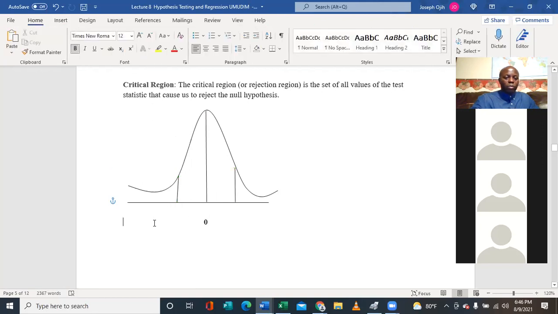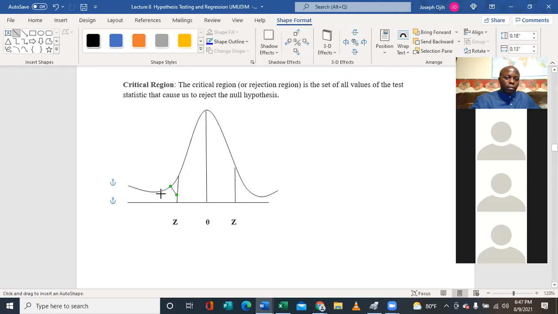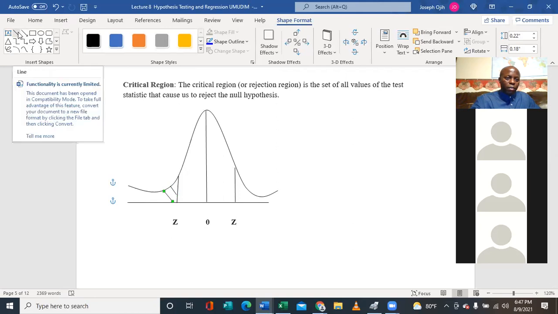You can remember the critical value from what we did on confidence interval. This is Z, the critical value. And this is also Z. Now, these are the areas that we call the critical region. If you fall in here, you reject.